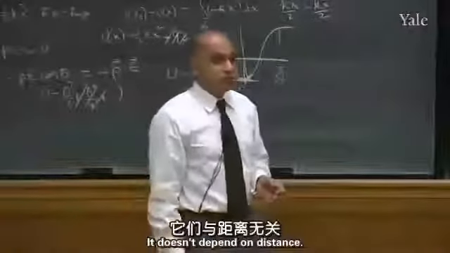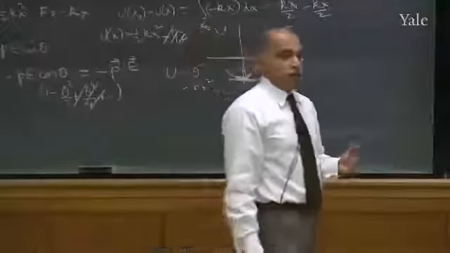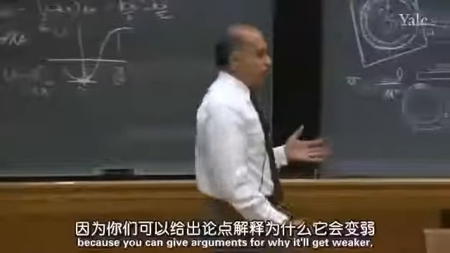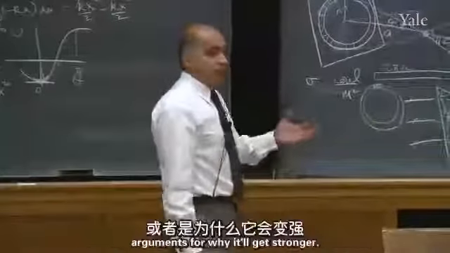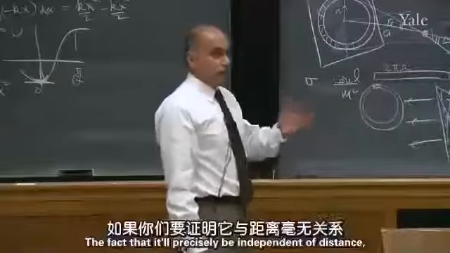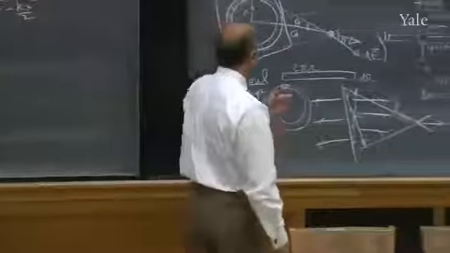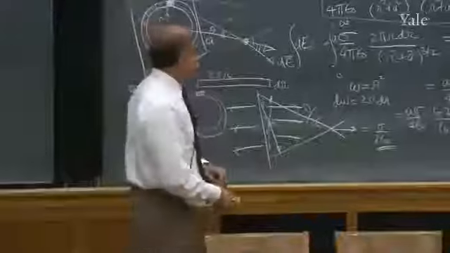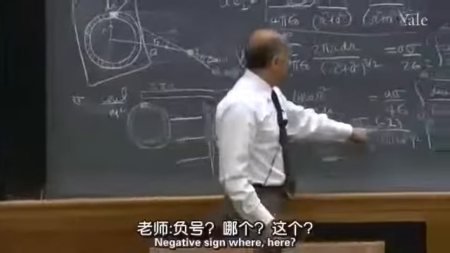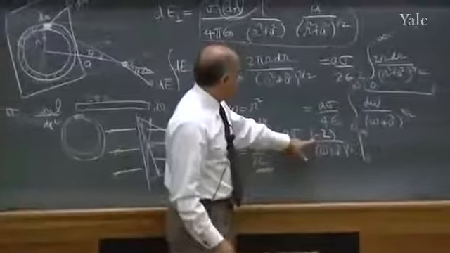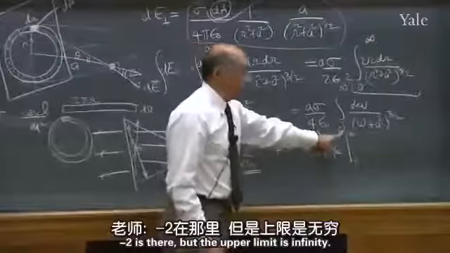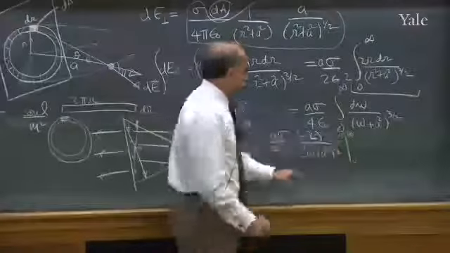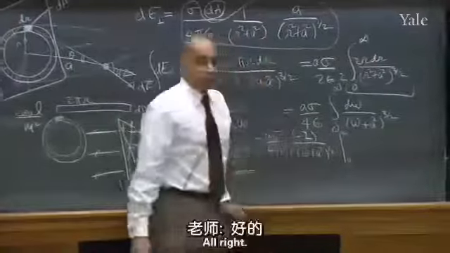Doesn't depend on distance. Now, unless you do the integral, you will not know it doesn't depend on the distance, because you can give arguments for why it'll get weaker, arguments for why it'll get stronger. The fact that it'll precisely be independent of distance, you have to do the calculation. Yes? What happens to the negative sign? Negative sign where here? Yeah. Minus 2 is there, but the upper limit is infinity.